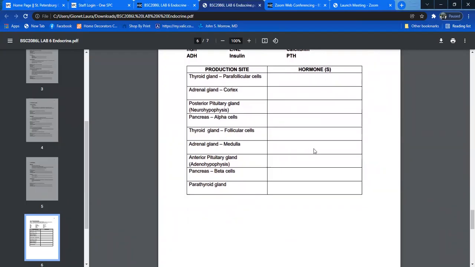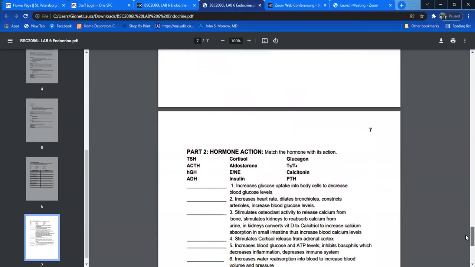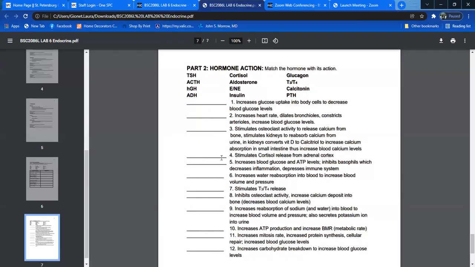The adrenal medulla produces and releases epinephrine and norepinephrine. Anterior pituitary gland, 6 hormones, but the 3 we're looking at now are human growth hormone, TSH, and ACTH. The beta cells of the pancreas produce insulin. Parathyroid gland produces parathyroid hormone. And then we go on to now matching up the hormones to some of the functions or the actions.